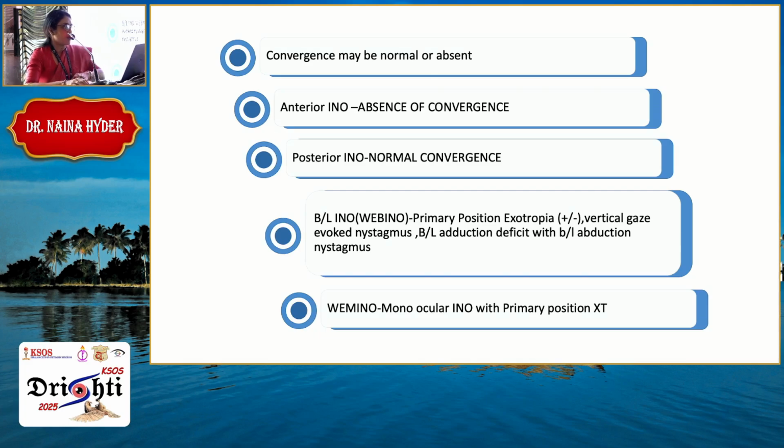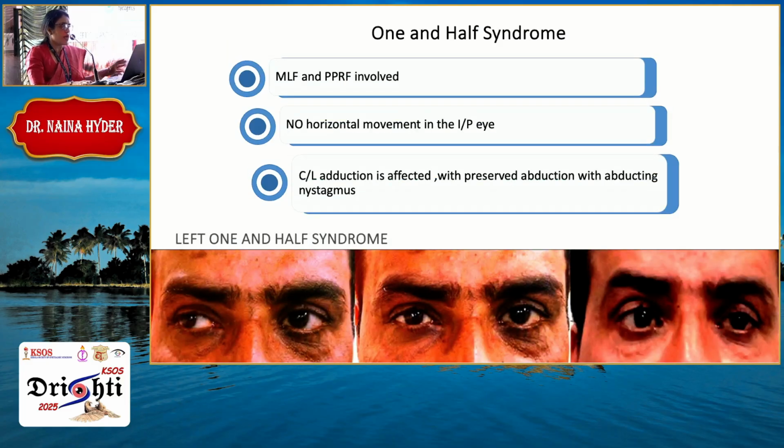And you are more familiar with WEBINO, that is a bilateral INO, where you have a primary position exotropia and a bilateral adduction deficit with bilateral abduction nystagmus. And there is also WEMINO, so it's a monocular INO with primary position exotropia. So as I said, the MLF and the PPRF can also be involved, and what you get is a one-and-a-half syndrome. In that condition, there will be no horizontal movement.